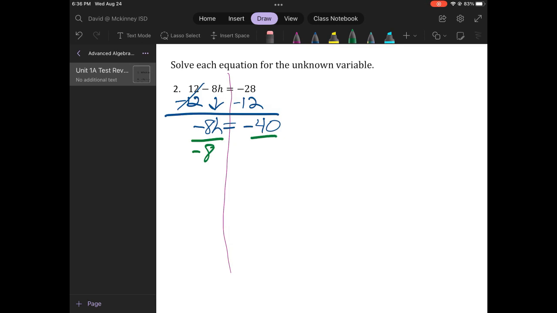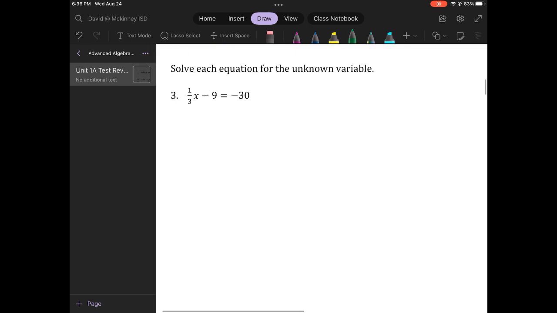But if I do it to this side, I have to do it to the other. When I do, the negative 8's cancel. I have h is equal to negative 40 divided by negative 8. I can put that in my calculator. If I know it off the top of my head, that's great. It's 5, and h is equal to 5 is my answer. And we'll move down to the next.